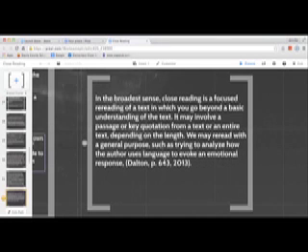In the broadest sense, close reading is a focused rereading of a text in which you go beyond a basic understanding of the text. It may involve a passage or key quotation from a text or an entire text, depending on the length. We may reread with a general purpose, such as trying to analyze how the author uses language to evoke an emotional response.